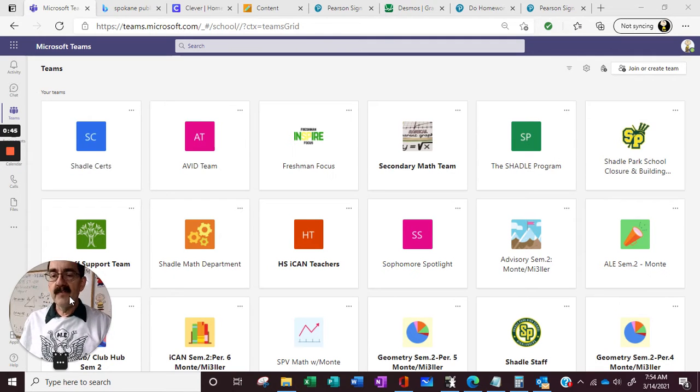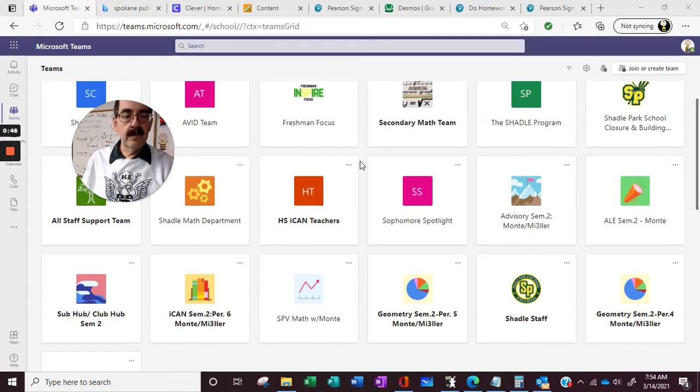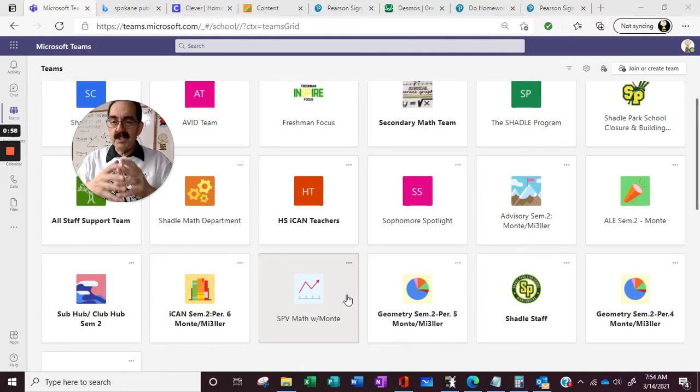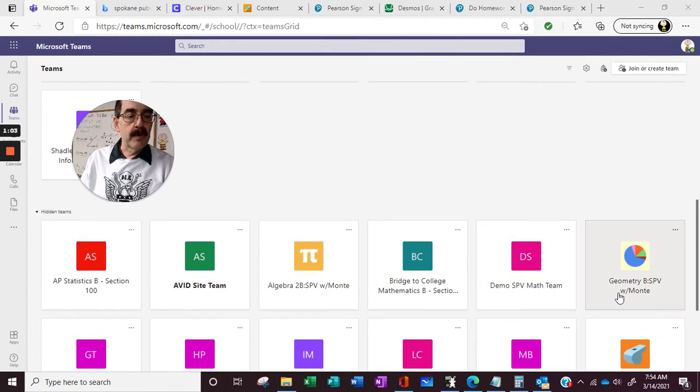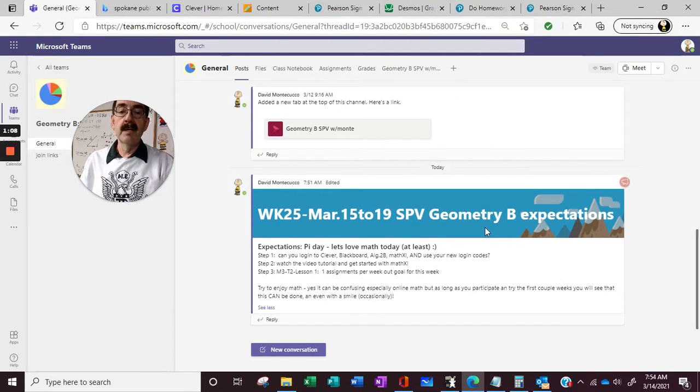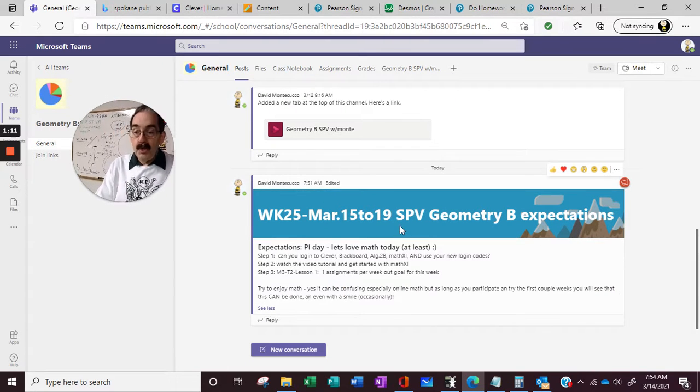Here we go. The first thing is we have an SPV Math with Monty team. That's for all of us, and we have over 30 online math students. So geometry is such a large group of students that we created our own team, Geometry B SPV with Monty. So we're going to click there. Here's where you can find some of these videos. Cool. So this week, Geometry B. First of all, it's Pi Week. Enjoy the week. Try to have some fun with math.